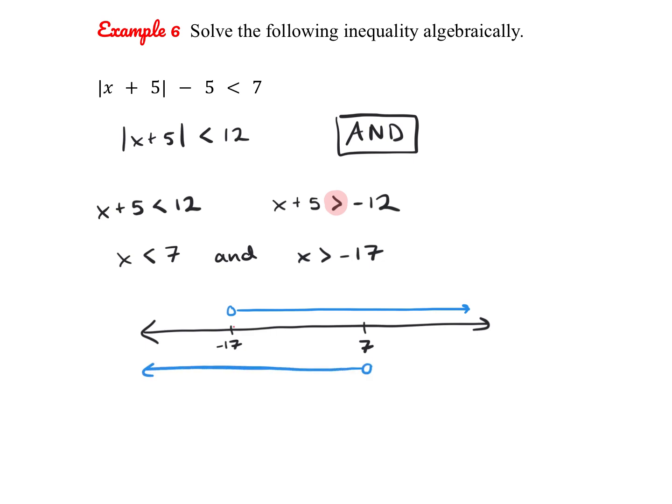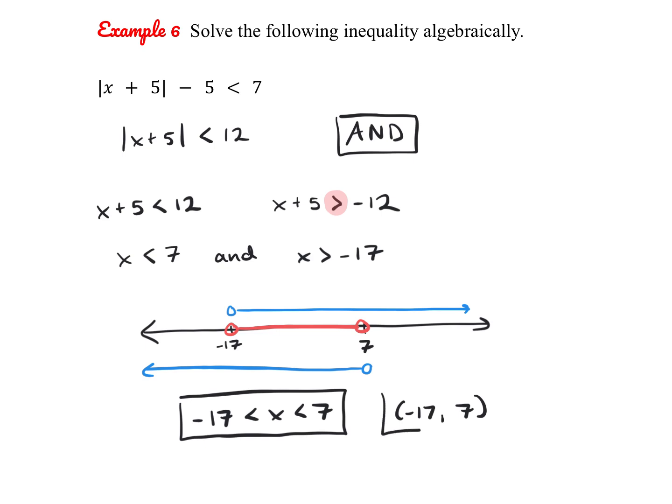So we could see that the overlap in those two would be all of the numbers between negative 17 and 7. So if I want to write this in inequality notation, it looks like this. If I want to write this in interval notation, it looks like this. So remember, we need the word and then we have to look for the overlap of my two answers. It has to be both this and this. So it's really important that once you've isolated, you determine what type of inequality problem this is.